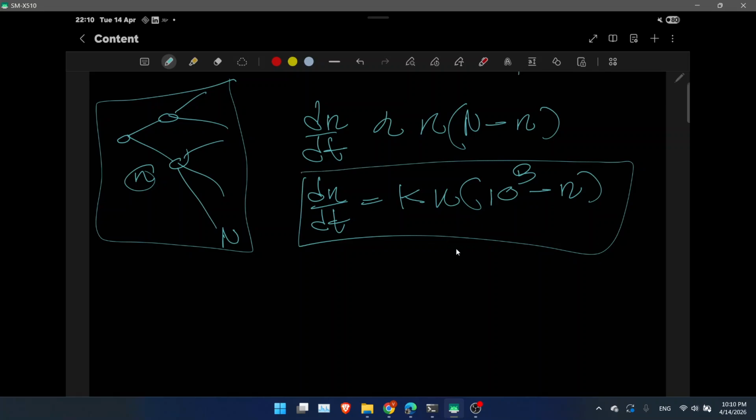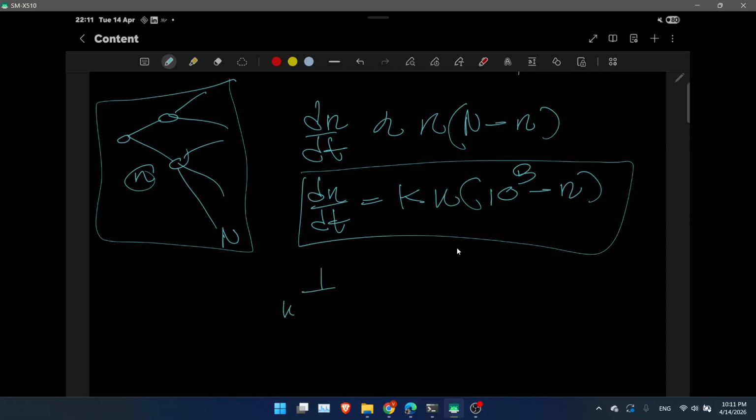dn/dt is positive because this is a growing scenario. So we can take k as positive, and there's no need for a negative sign. I took it negative in earlier equations because in both scenarios we got decreasing values. So how do we solve this? This is really easy.